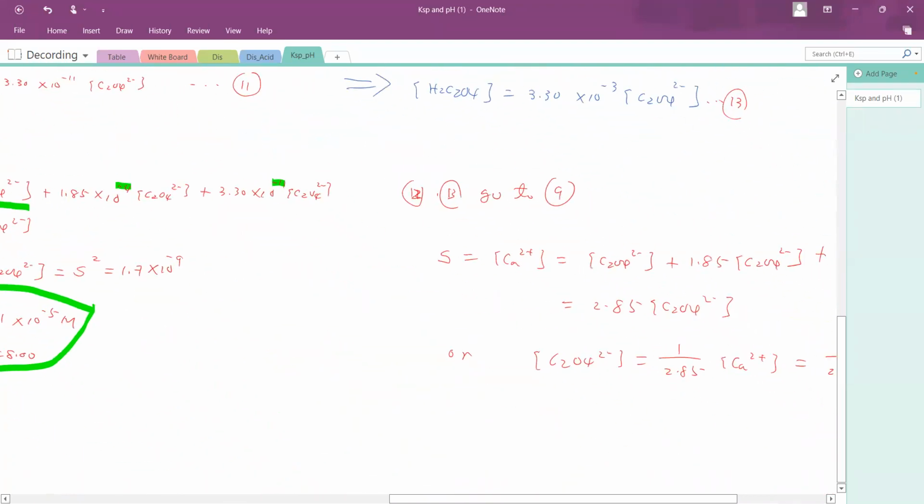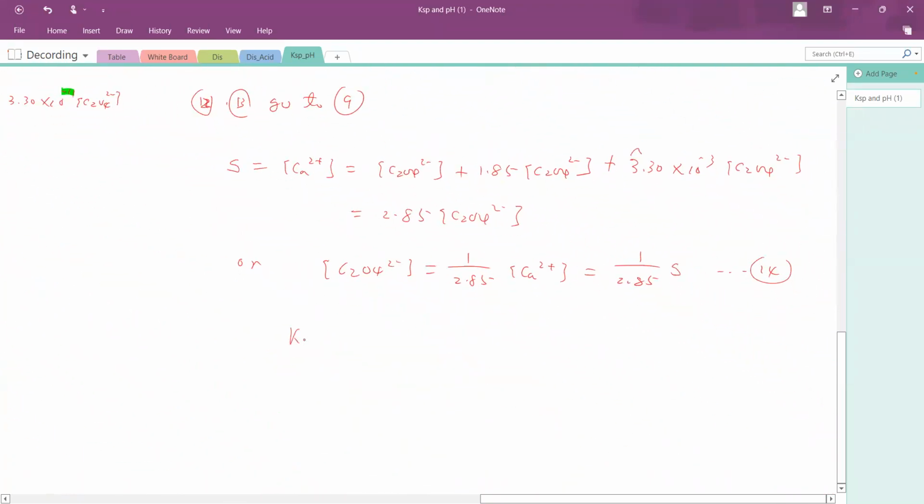Equation 14 you go to 5, which is a KSP, right? Did you see? We get what? We get 2.85, and here it's S squared 2.85 equal what? Equal 1.7 times minus 9. If we do the math, the solubility, which equals 7.0 times minus 5 molality.